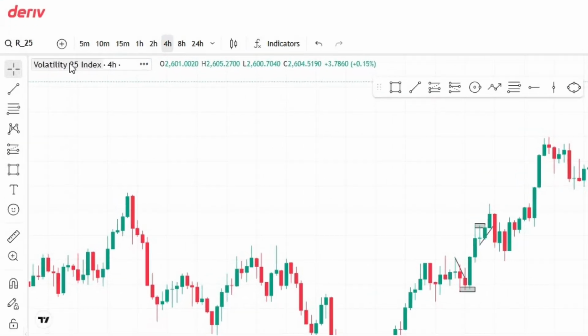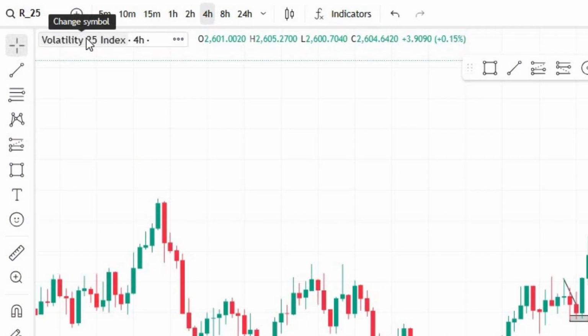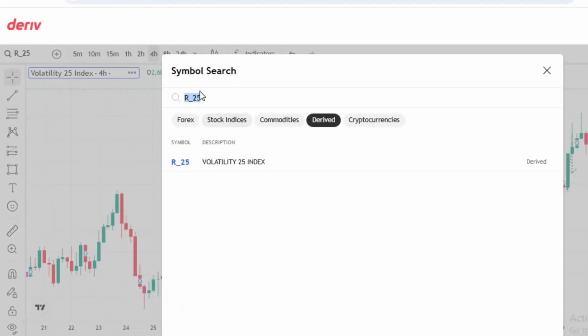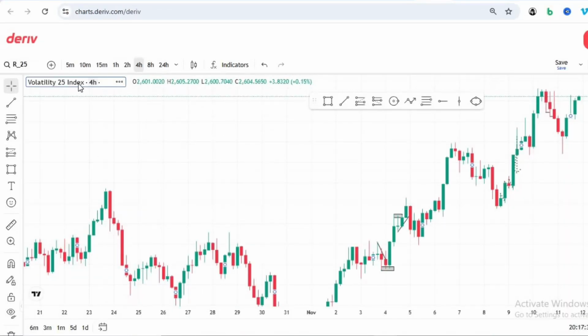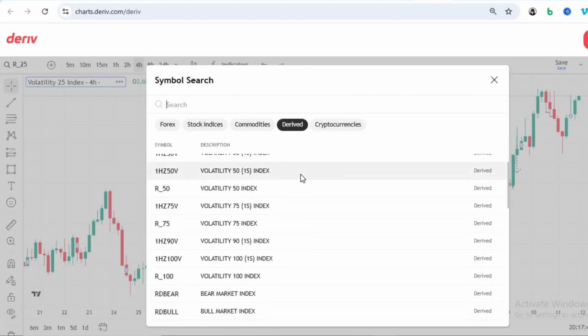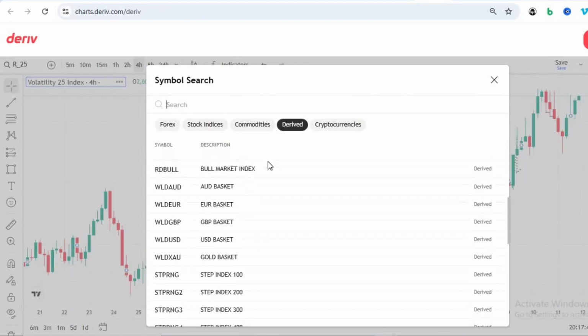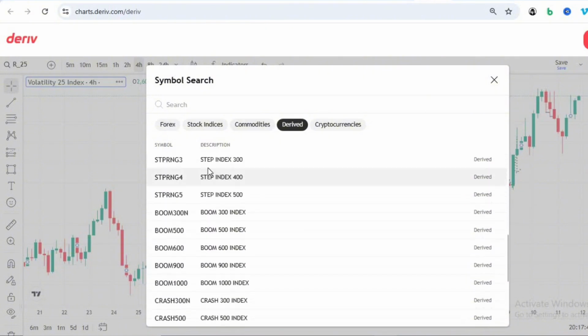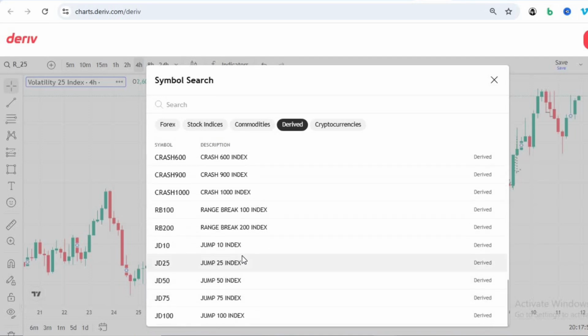And over here is where you select the particular pair you want to see the chart for. Okay, right now we're in Volatility 75. So when I click on this area here and I clear this thing, you can see all other synthetic indices pairs here. You can see all the volatility indices right here, and you can see step indices. You can see Boom and Crash, Boom 600, Boom 900, Boom 1000. All of them are right here, jump indices.